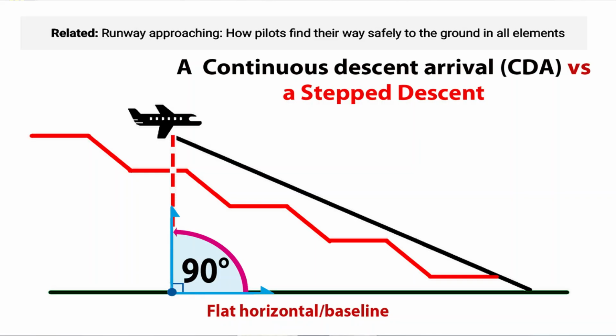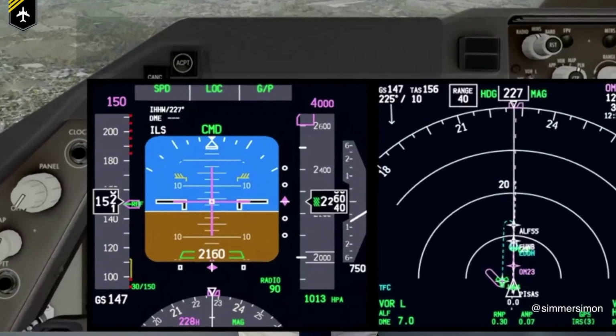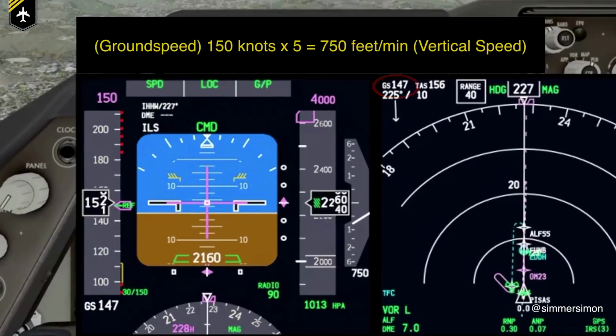Now once established on the approach, another thumb rule: ground speed times 5 gives you the necessary vertical speed in feet per minute you want to be flying to maintain on the 3-degree glide slope.